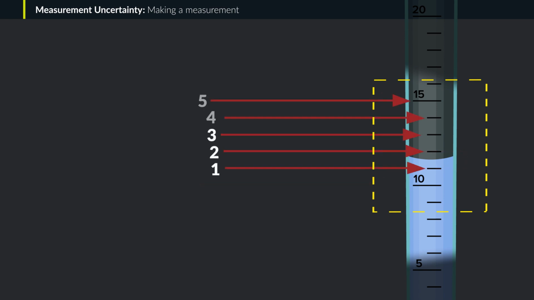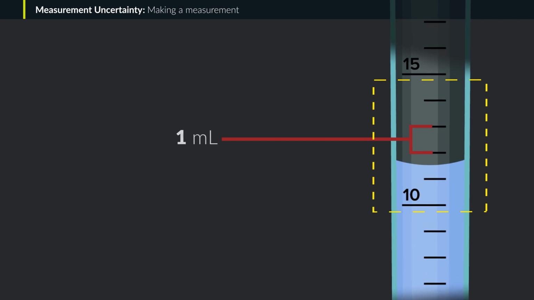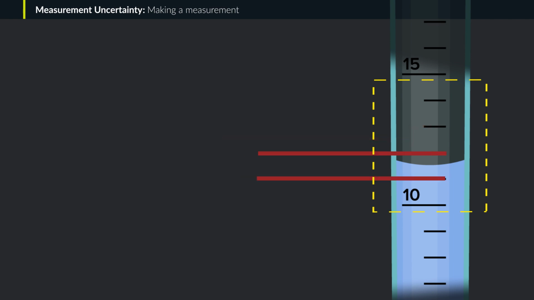Next, count the number of lines between the known numbers, the 10 and the 15. Doing that, you see there are 5 lines between the 10 and 15 marks on the cylinder. Which means in this graduated cylinder, each line represents 1 milliliter. The meniscus is located about halfway between the first and second line above the 10 milliliter mark. Since each line represents 1 milliliter, the measurement is somewhere between 11 and 12 milliliters.